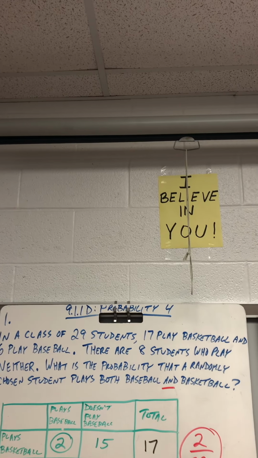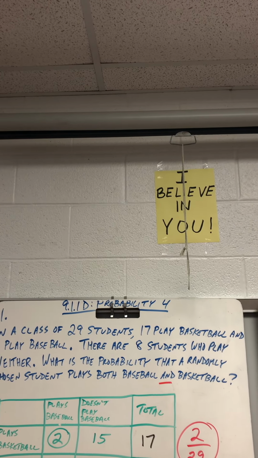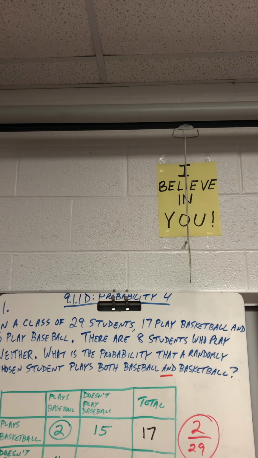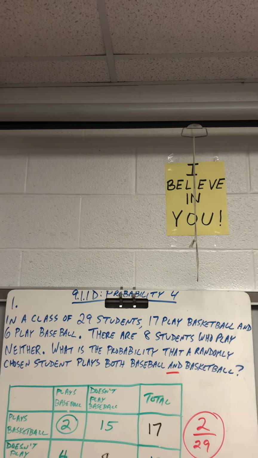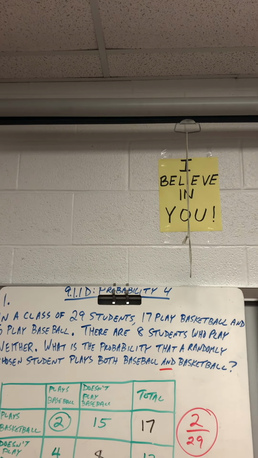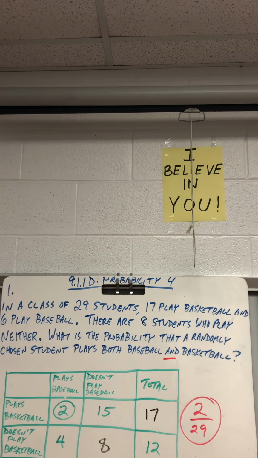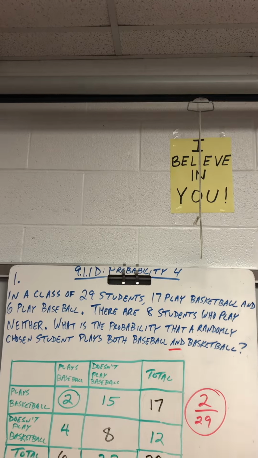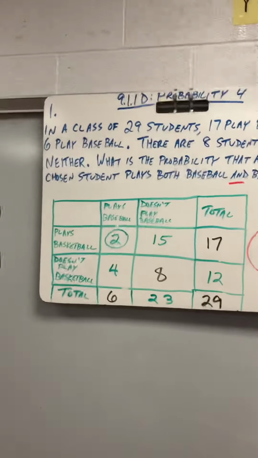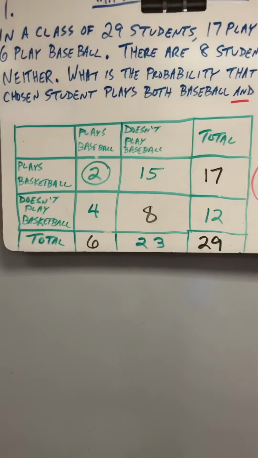In this first one, it says in a class of 29 students, 17 play basketball and 6 play baseball. There are 8 students who play neither. What is the probability that a randomly chosen student plays both baseball and basketball? So here's what you got to do. You have to make yourself a chart, all right?